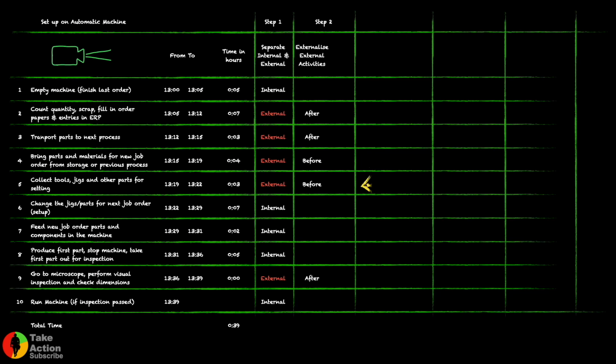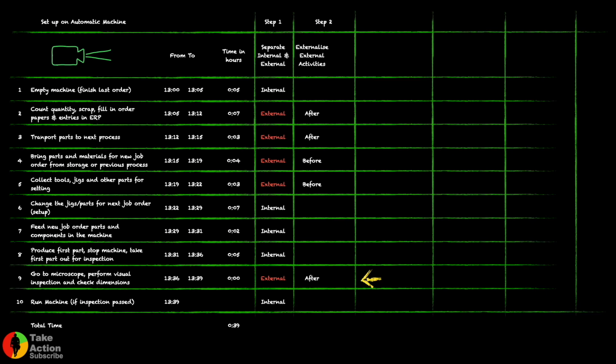Activity 5 is to collect jigs, fixtures and the other parts. This is similar to activity number 4, and could have been prepared before the machine finished the running job order. Similarly, activity number 9 is going to the microscope, performing the visual inspection and checking the dimensions. And this is an external activity.